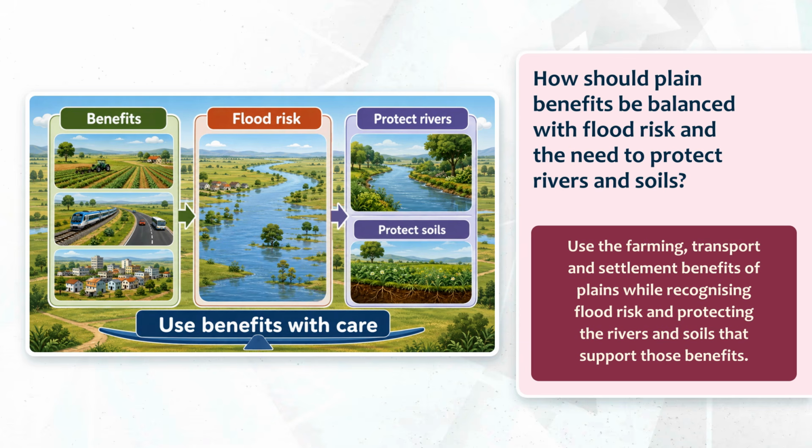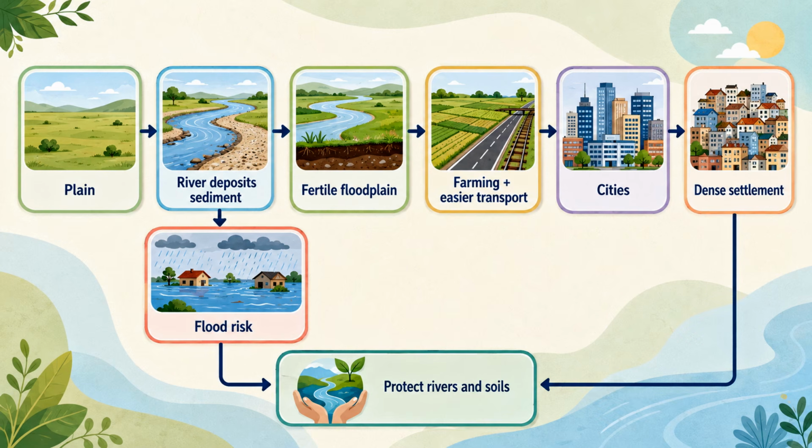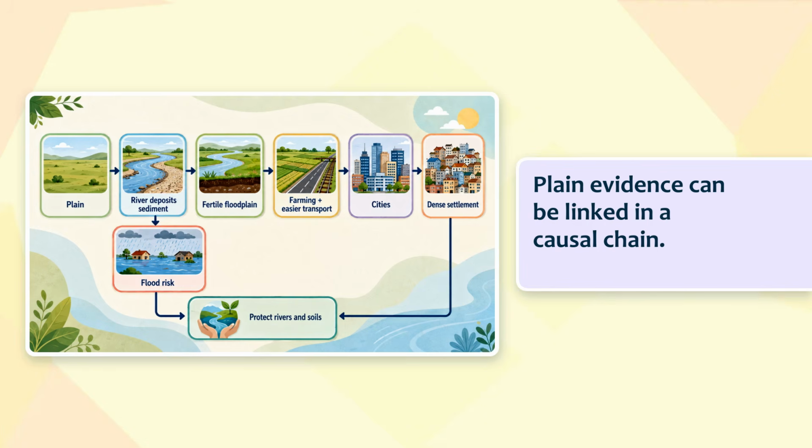Next, we will build one complete causal chain using plain, river, soil, farming, city, settlement, and flood risk evidence. Connect the full chain: plain and river, deposited sediment, fertile floodplain, farming and easier transport, cities and dense settlement. Keep flood risk and river soil care in the same explanation.